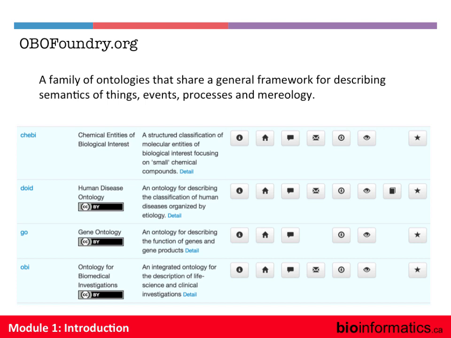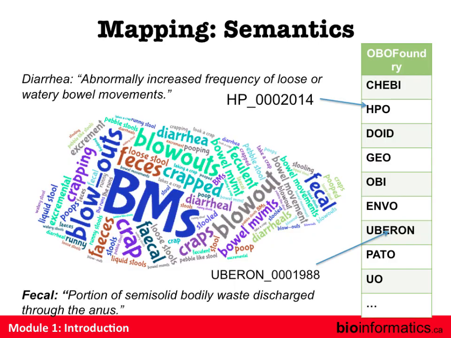So OBO Foundry is a collection of ontologies, and it started off with Gene Ontology as the initial system, but since then has expanded to over 100 different domain ontologies describing different domains of knowledge. And also equally important is that it's an open source project that allows people to reuse and recycle the terms as much as possible. As a matter of fact, they encourage you to reuse the resources rather than to reinvent the wheel.